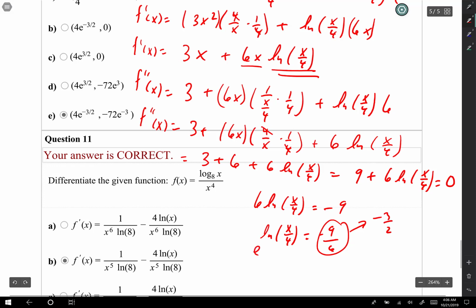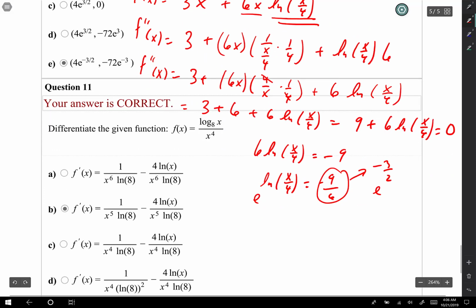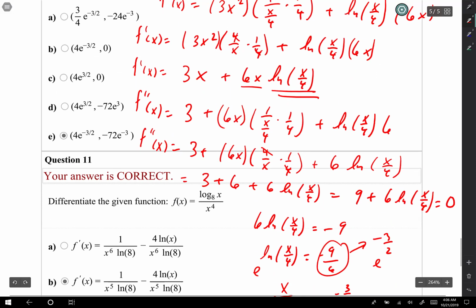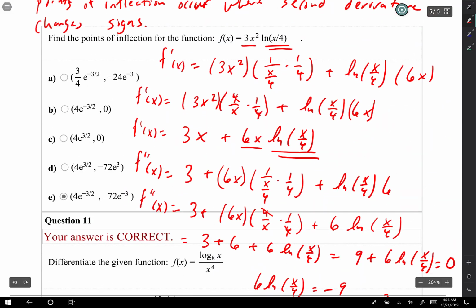And then e and e. So now you have x over 4 equals e to the negative 3/2, and then times 4. x equals 4e to the negative 3/2. And I put a 4 down there. It should have been a half. So there you go. So 4e to the negative 3/2 cannot be that. Maybe. Nope. And it's between b and e.